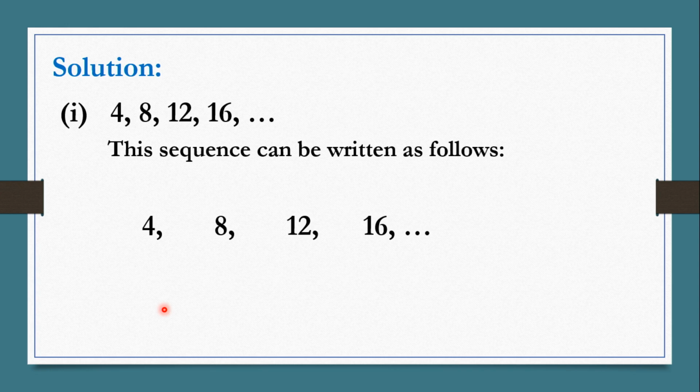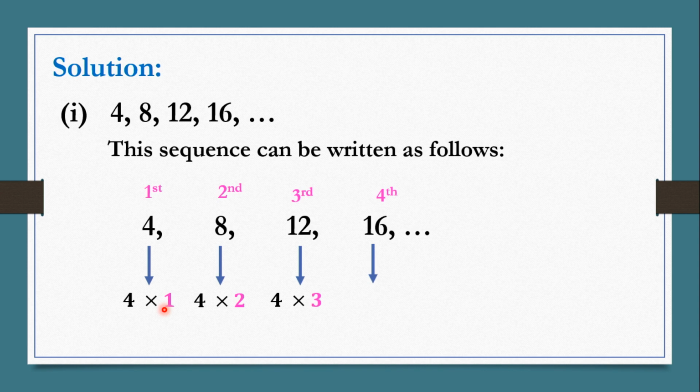Now, this sequence can be written as follows. The first term is 4. The second term is 8. The third one is 12. And the fourth term is 16. So 4 can be written as 4 times 1. 8 can be written as 4 times 2. 12 can be written as 4 times 3. 16 can be written as 4 times 4.